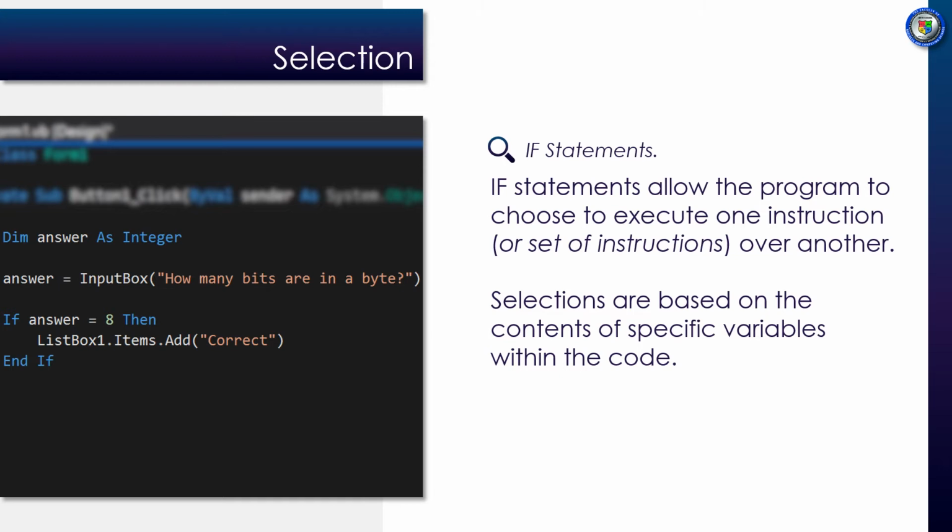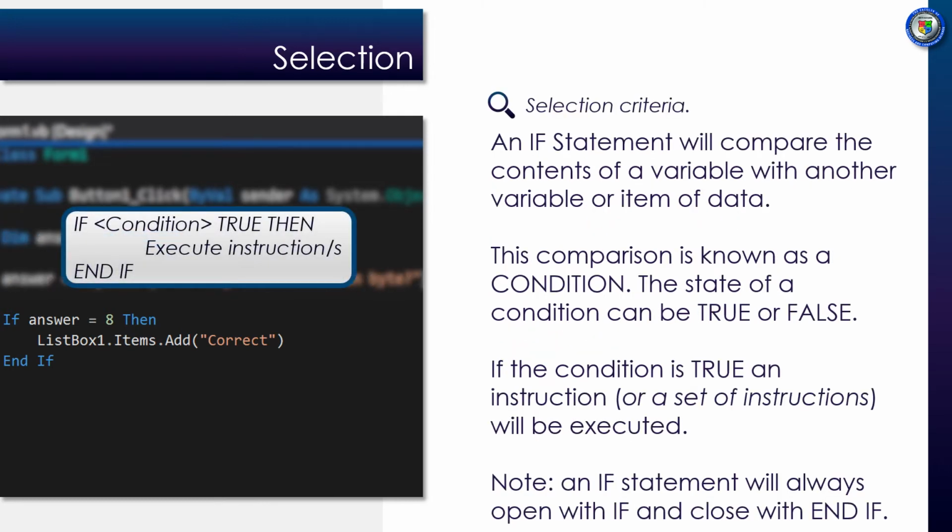As mentioned earlier, if statements allow your program to choose and execute one instruction or a set of instructions over another. This will be based on the contents or the values of specific variables within the code. These variables are normally contained within our condition. Again, in our example, answer equals 8 is our condition. If statements make decisions based on conditions. Conditions are made up of the value of a certain variable being compared to the value contained within another variable or an item of data.